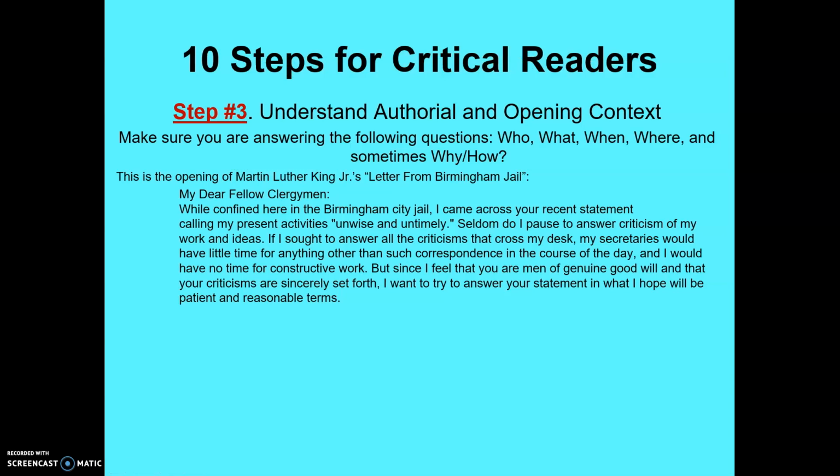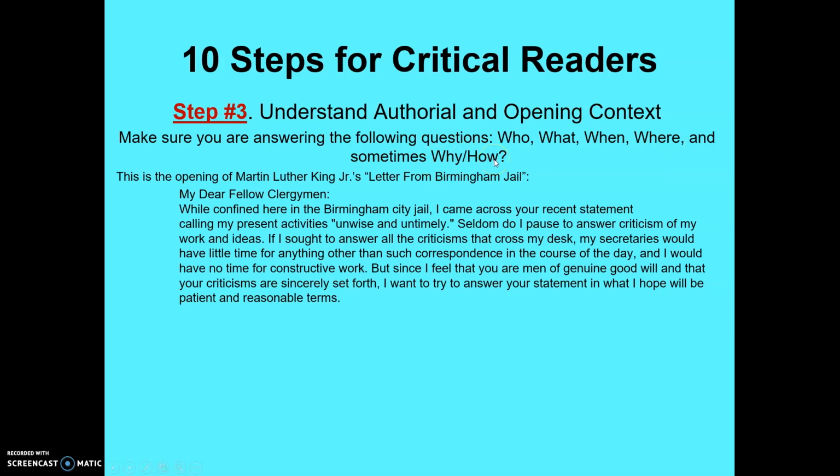Step 3, this is an important step, and you should be doing this for everything that you read. Understand the context. And this context means understanding who the author is, but also understanding the subject matter. So I put an example below, which we will read together. But in order to do a good job on understanding the context, you might want to answer these questions. Who, what, when, where, and sometimes on certain occasions, why and how.